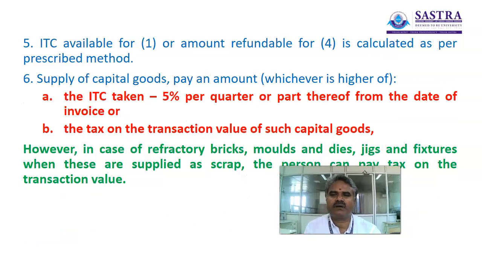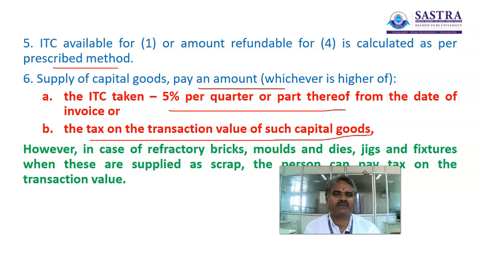ITC is available for one amount, and the amount refundable for the other is calculated as per the prescribed method. Supply of goods: pay an amount, whichever is higher of the ITC taken at 5 percent per quarter, or the tax on the transaction value of such capital goods. So these are applicable for only capital goods.